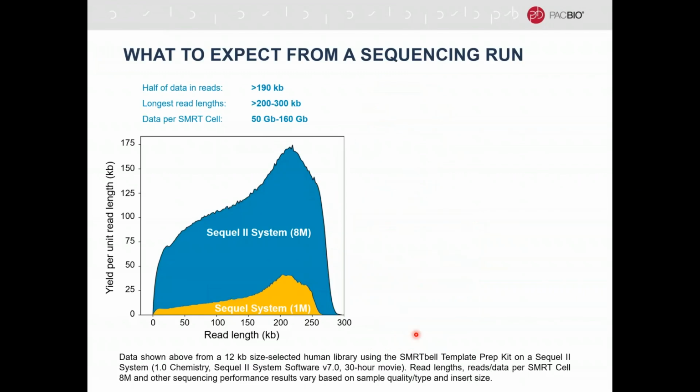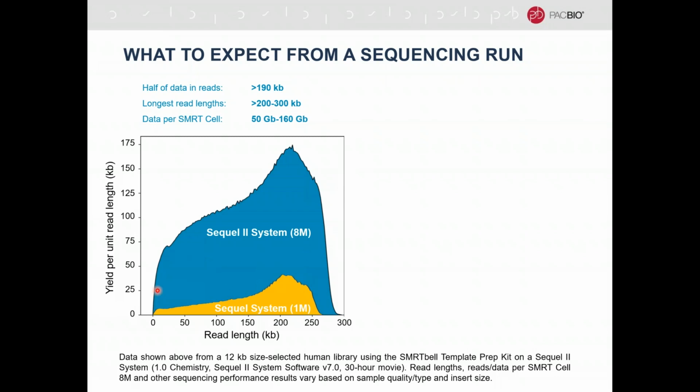We currently have two main systems on the market. Here in yellow is example data from our Sequel system. And then earlier this year, we launched the Sequel 2 system. The main difference is throughput. The Sequel system has 1 million ZMWs, or 1 million wells, and the Sequel 2 system has increased the throughput 8-fold, and it has 8 million ZMWs.